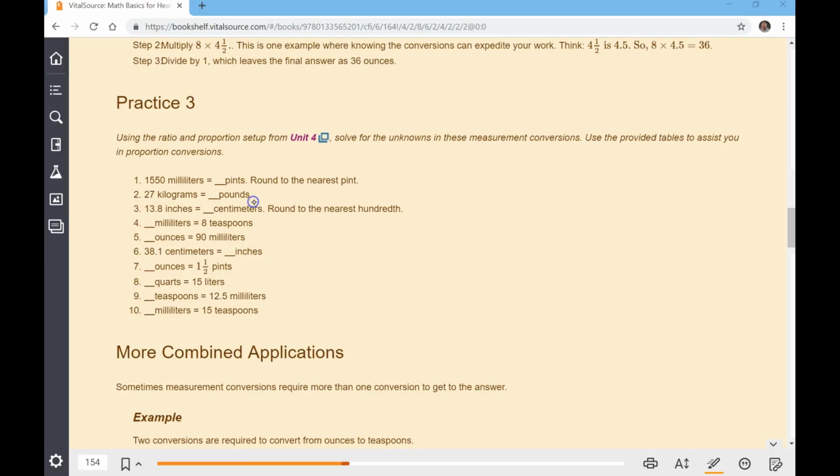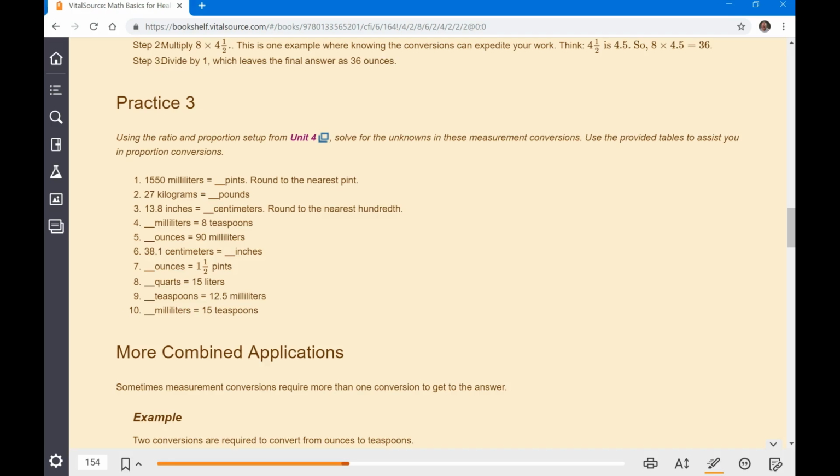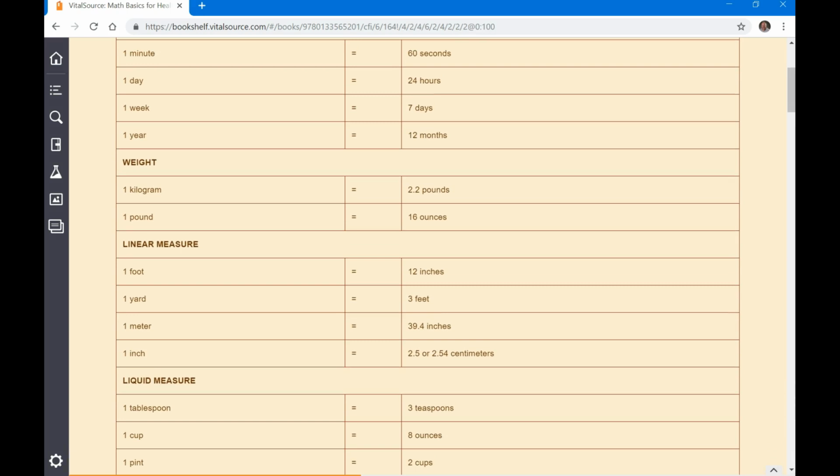And you'll see what I mean when I show you this. So this is number 2, not 2.27. Number 2: 27 kilograms, how many pounds? So we know that there are 2.2 pounds in 1 kilogram, and that says so right here. 1 kilogram is 2.2 pounds. Okay, so that's our equivalent statement. That means that they are equal.